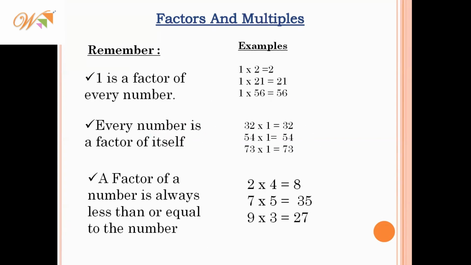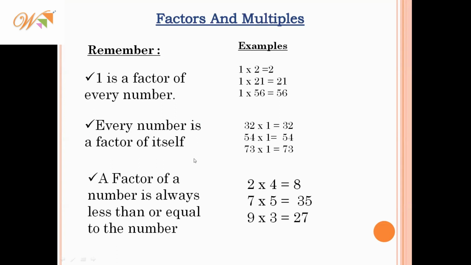Now let's understand a few facts about factors and multiples. Remember, 1 is a factor of every number, because you can multiply the same number by 1 and you'll get that number. Every number is a factor of itself. We can see the examples. If I have 2, 1 times 2 is 2. So 1 is a factor of 2, and 2 itself is a factor of 2. 32 times 1 is 32. 32 is a factor of 32, and 1 is a factor of 32. So 1 is a factor of every number, and every number is also a factor of itself.